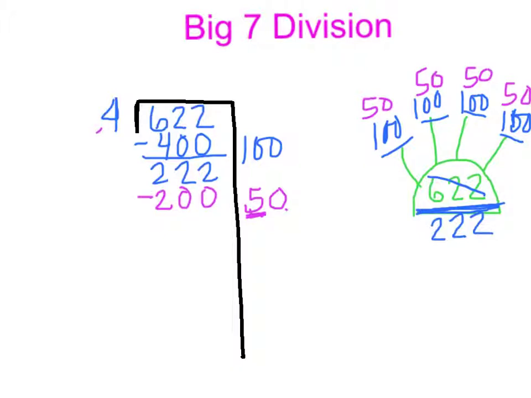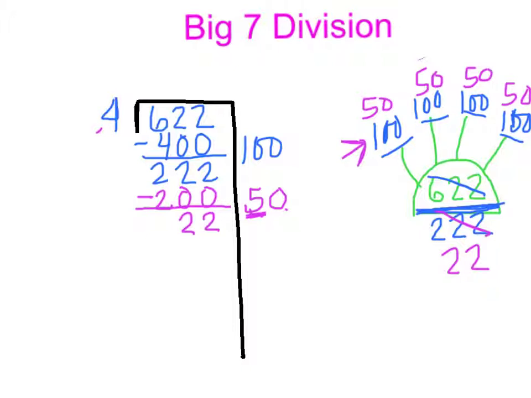And in case that was hard for you, you could always draw it out and go 50, 50, 50, and 50, and that will tell you that that is 200. So I'm going to take away 200 from that 222. And that is going to leave me with 22. Now, I know that I've given each group so far 150. I can see that here, 100 plus 50. Now I have 22 left, and I'm going to try to split that 4 ways.